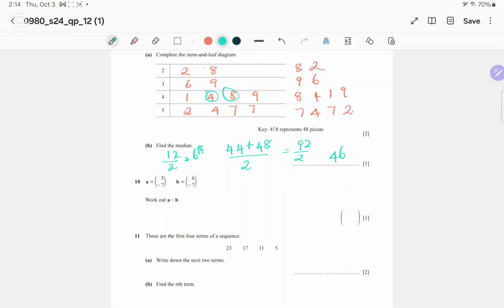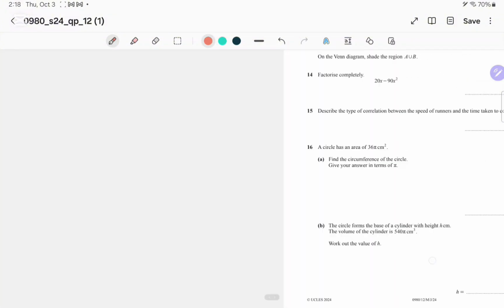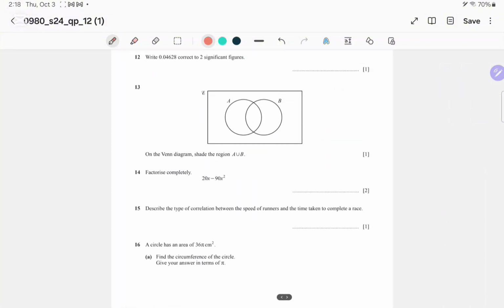Next question. A is 5 minus 7 and B is 6 minus 7. You have to work out A minus B. So 5 minus 6 and minus 7 plus 7 is equal to minus 1, 0. So minus 1, 0. This is the answer. Can we go to the next question?